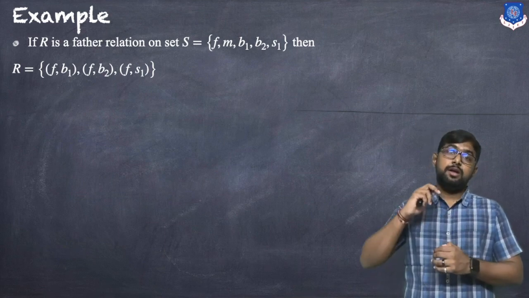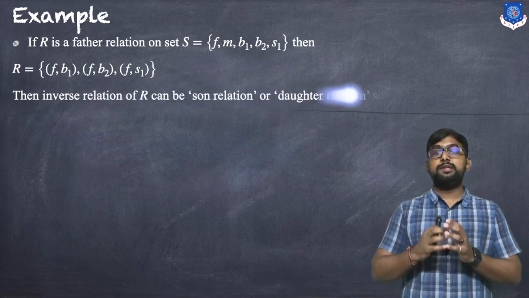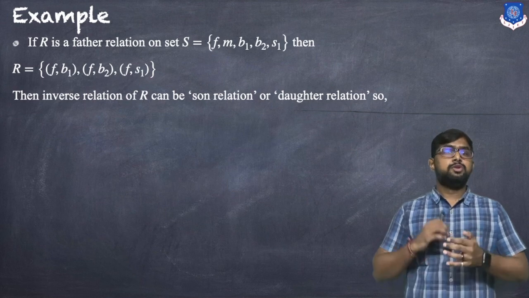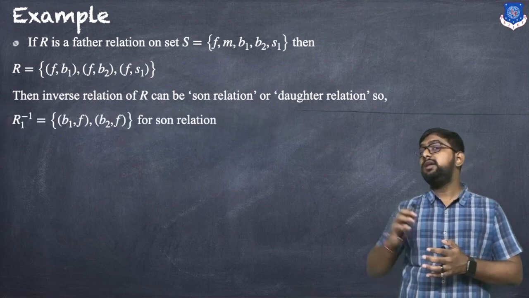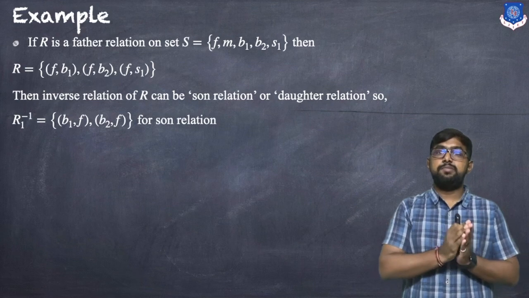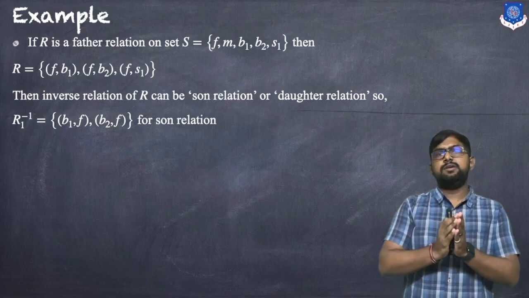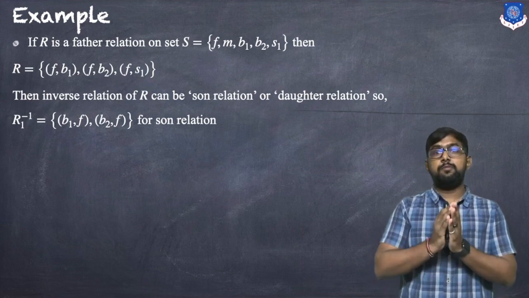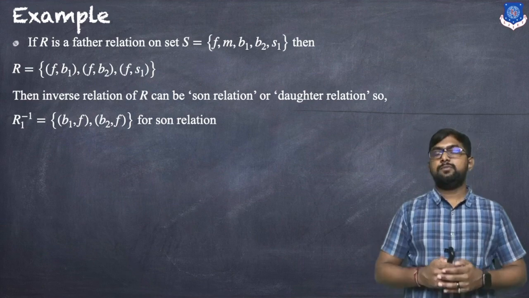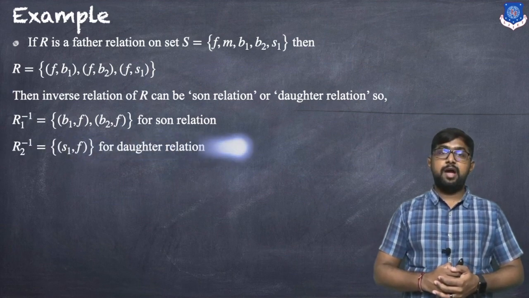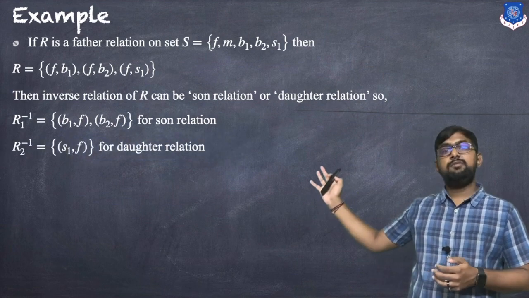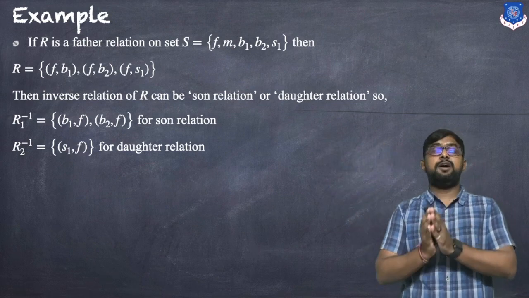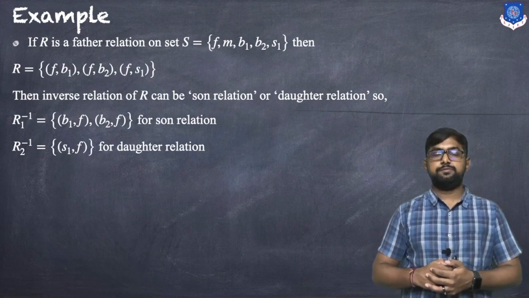Now let us calculate how to find the inverse. Then the inverse relation of R can be a son relation or a daughter relation. So what will be the son relation? R1 inverse will be like this: (B1, F) and (B2, F). As B1, the brother 1, is a son of F, that is father, and in the same manner B2, brother 2 is a son of father F. So that is a son relation. And in the same manner R2 inverse will contain only one element (S1, F). S1, sister 1, is a daughter of father F. So that is a daughter relation.